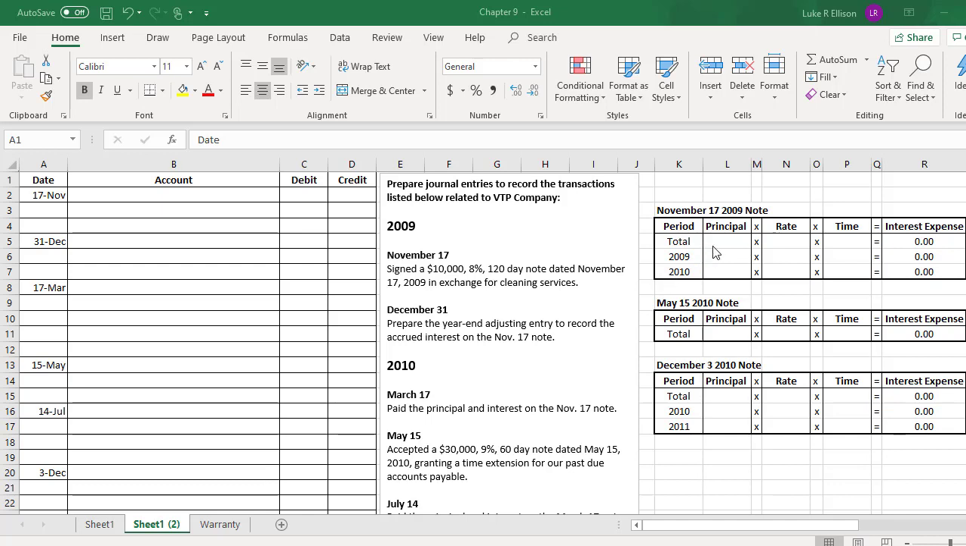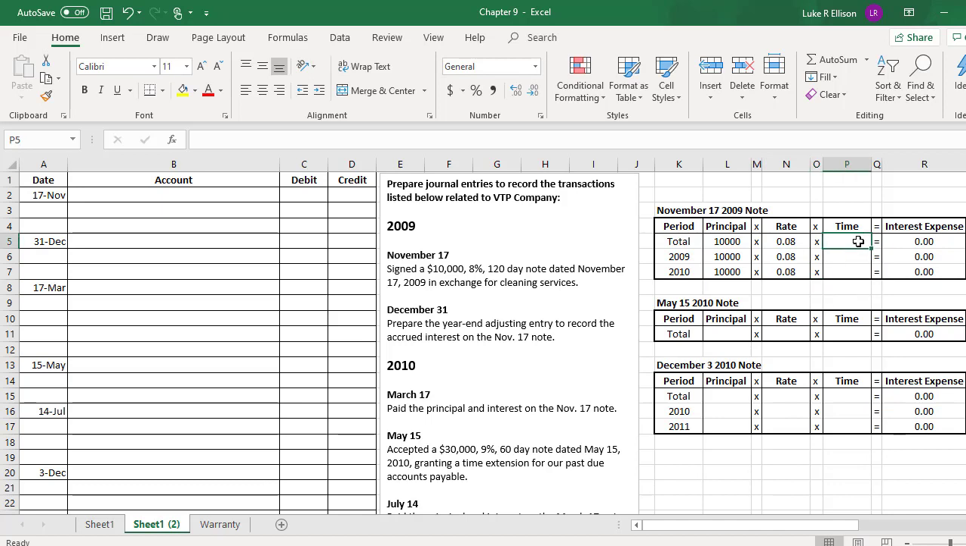So the way we're going to calculate the interest is by taking the principal times the rate times the time. So first, the principal. They tell us that the note is worth $10,000. So that's the principal amount. And that's going to be the same for all three time periods. The rate is 8%. So in decimal form, that's going to be 0.08.